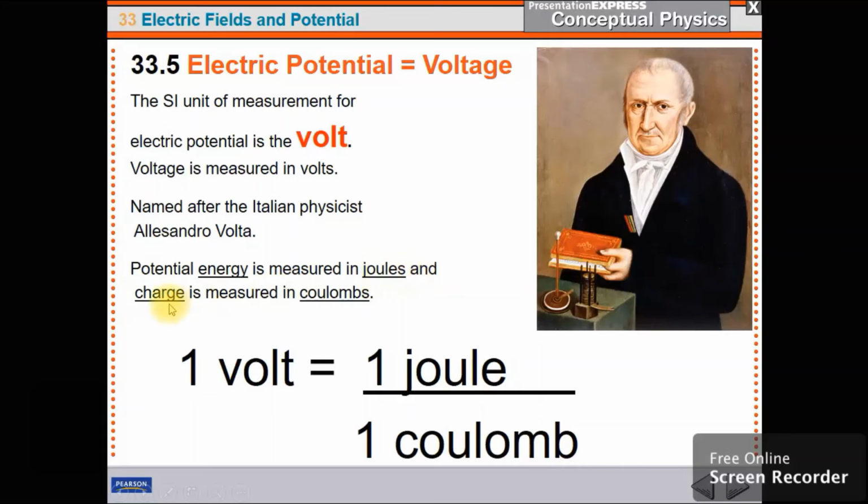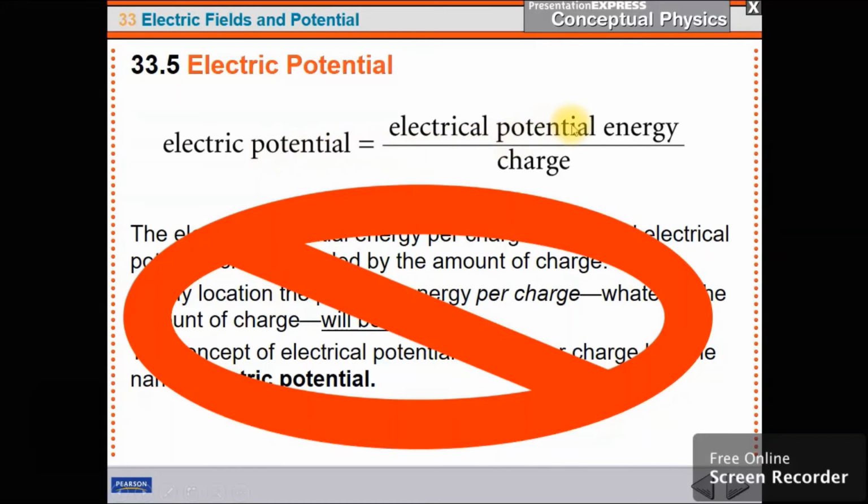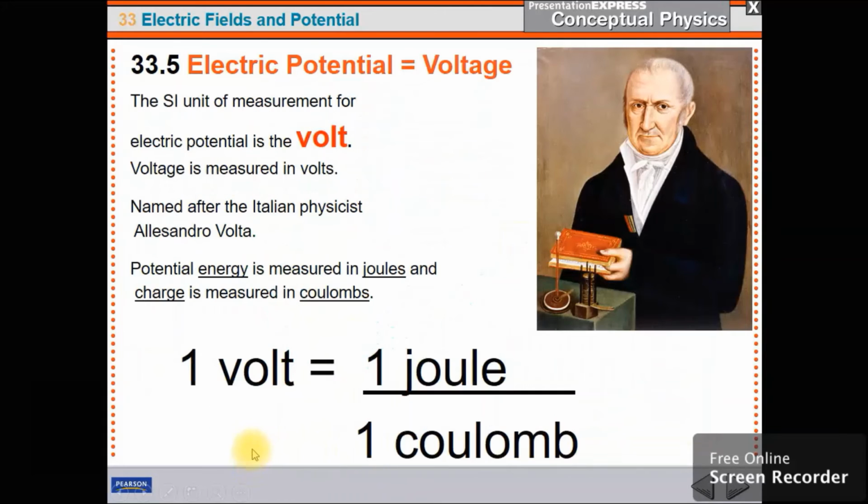And here is that same equation. Potential equals potential energy divided by charge. Potential energy is measured in joules, and charge is measured in coulombs. So 1 volt equals 1 joule per coulomb. That you have to know. There will be some homework questions about that.